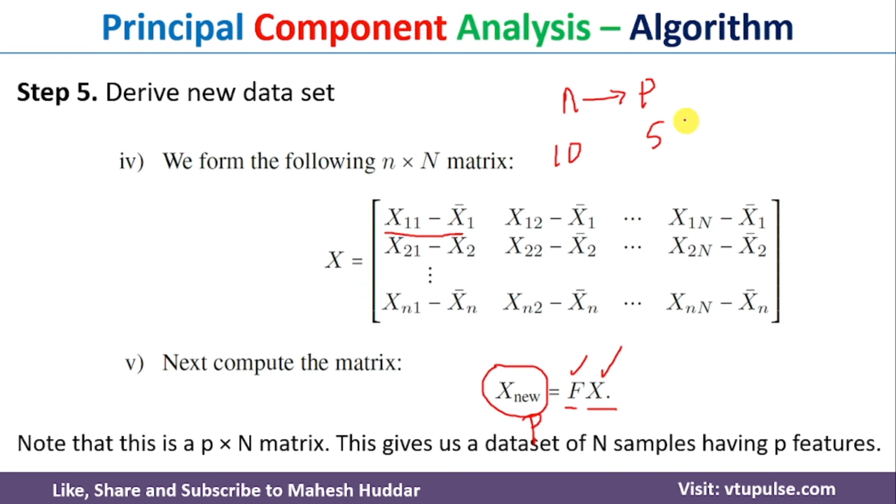I hope the concept of the PCA algorithm, or the principal component analysis algorithm, is clear.